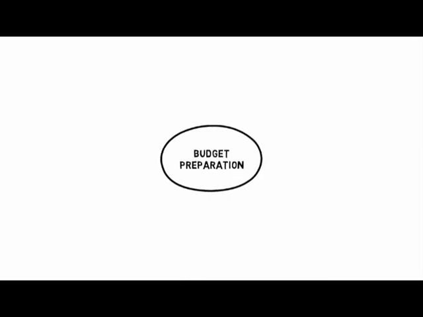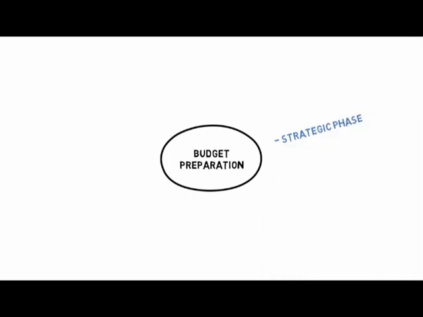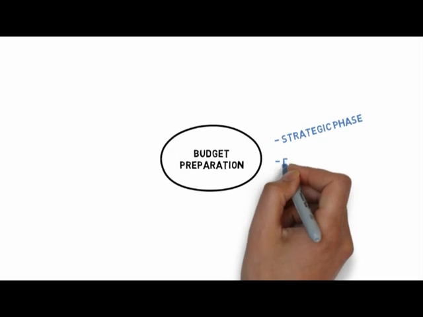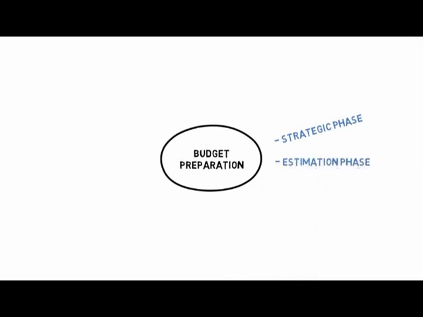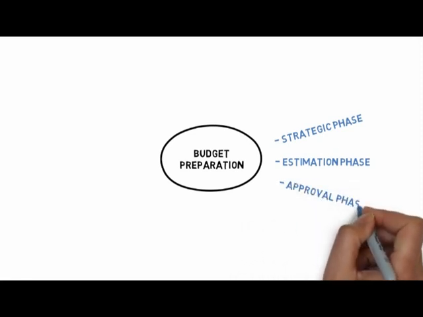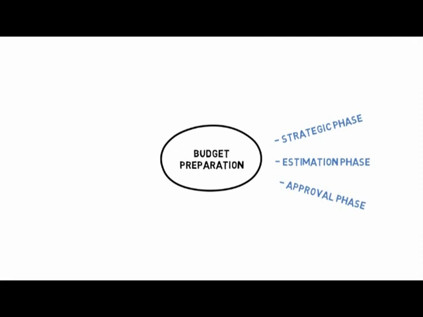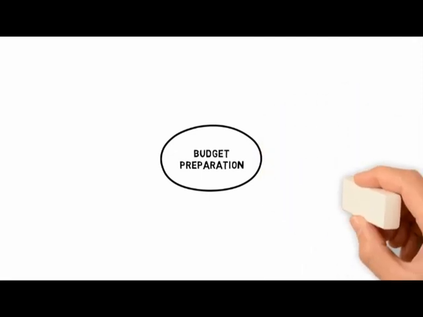A strategic phase, where government policy priorities are defined and indicative resource ceilings are assigned accordingly. It is followed by an estimation phase, where detailed budget estimation is carried out to implement the policy priorities set in the strategic phase. The third phase is finalization of budget estimates by the Ministry of Finance and submission to the Parliament.